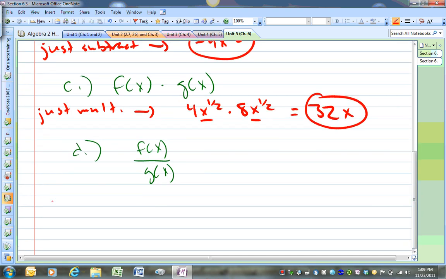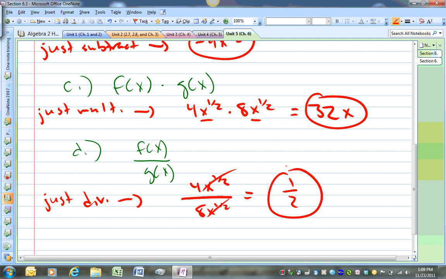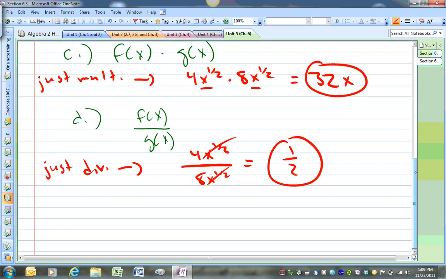And then here, just divide. So you have 4x to the 1/2 divided by 8x to the 1/2. Those just cancel. So you just get 1/2. So pretty simple stuff there, just using properties of exponents and combining stuff.